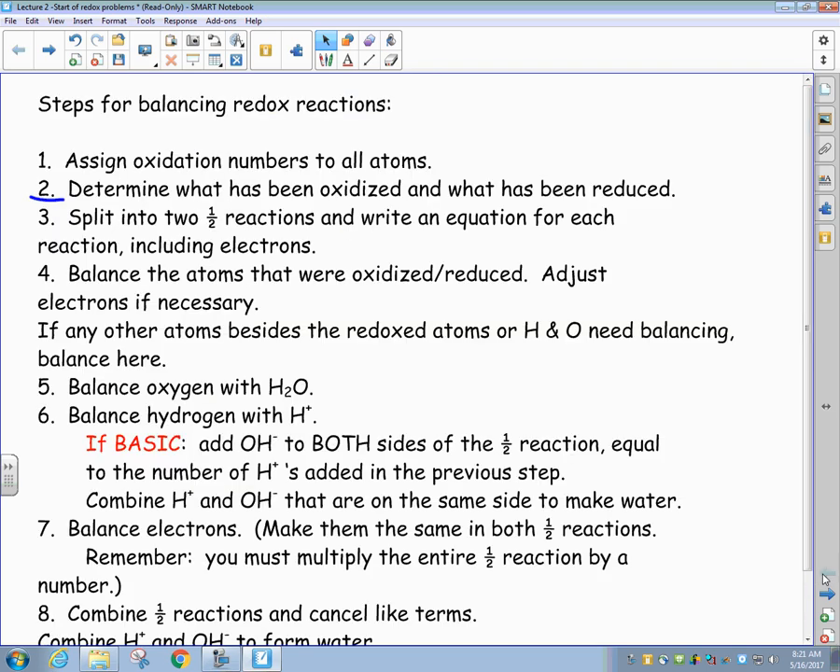So we did number 1, we did number 2. The third step is splitting into 2 half reactions. So we're going to actually write out our oxidation half reaction and our reduction half reaction separately. And we're going to write an equation for each reaction, including the electrons involved.